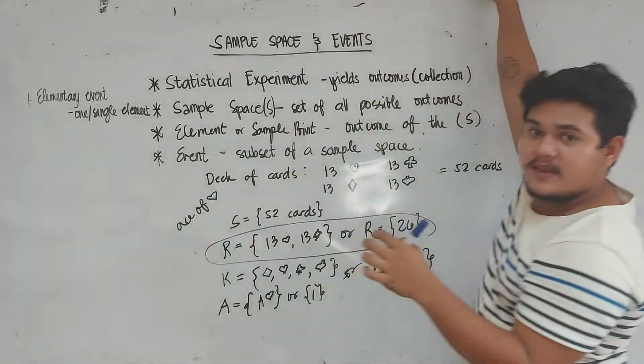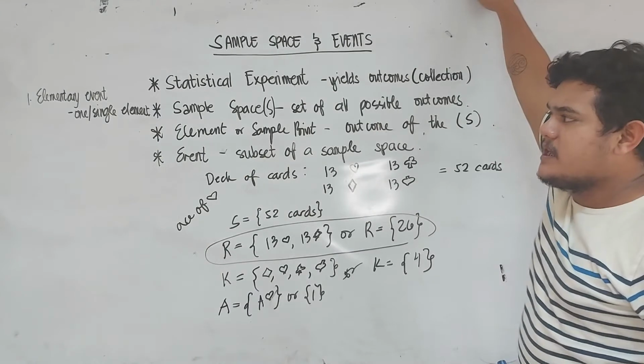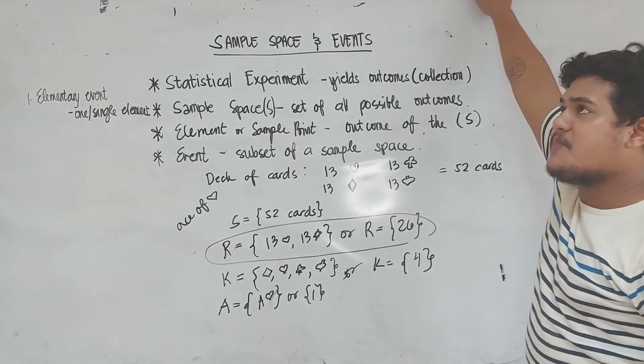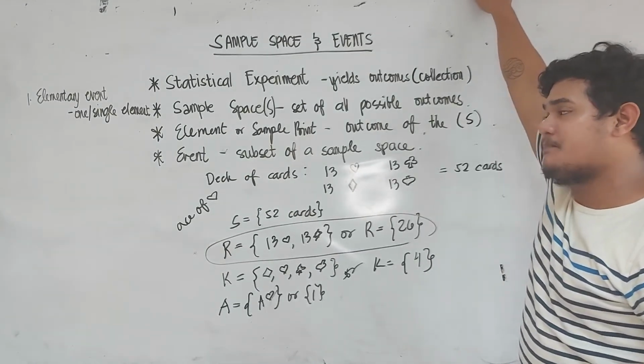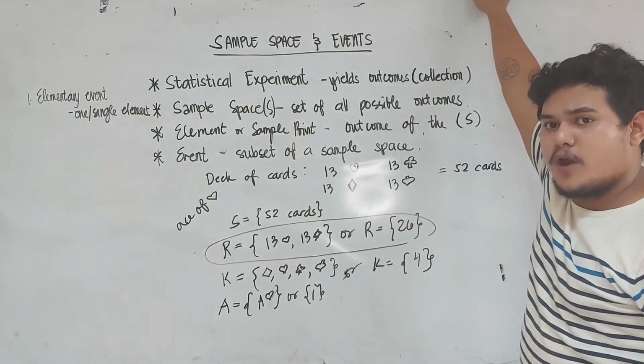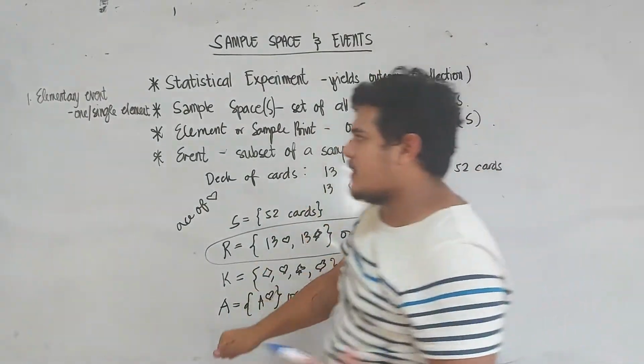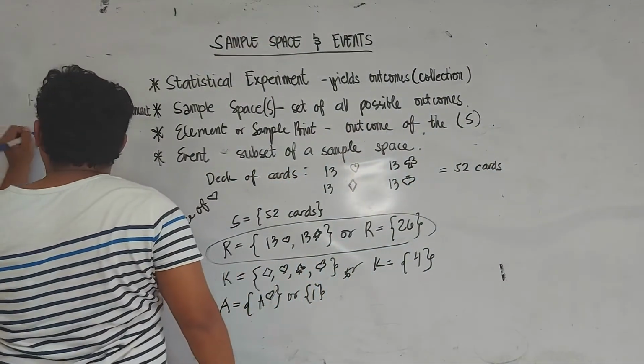Kapag single element ra ang makuha sa imong sample space. Another example of a single event: what is the probability of getting 1 jack from clover? So isa na siya ka-jack sa clover sa 52 ka cards. That is what we call an elementary event. Next one, a compound event.